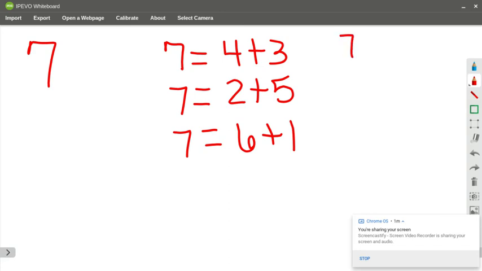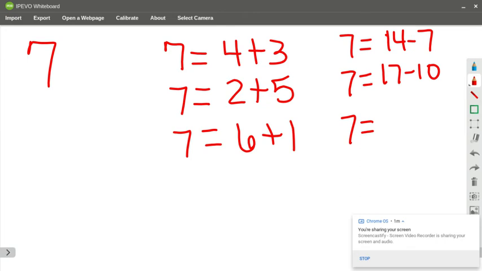I know that 7 equals, let's do a double, 14 minus 7 equals 7. I know that 7 equals 17 minus 10. And 7 could be the answer to, let's do 20 minus 13 equals 7. Okay, so basically you just have to come up with an equation that equals the answer you are given. You are given the answer 2, 5, and 10.